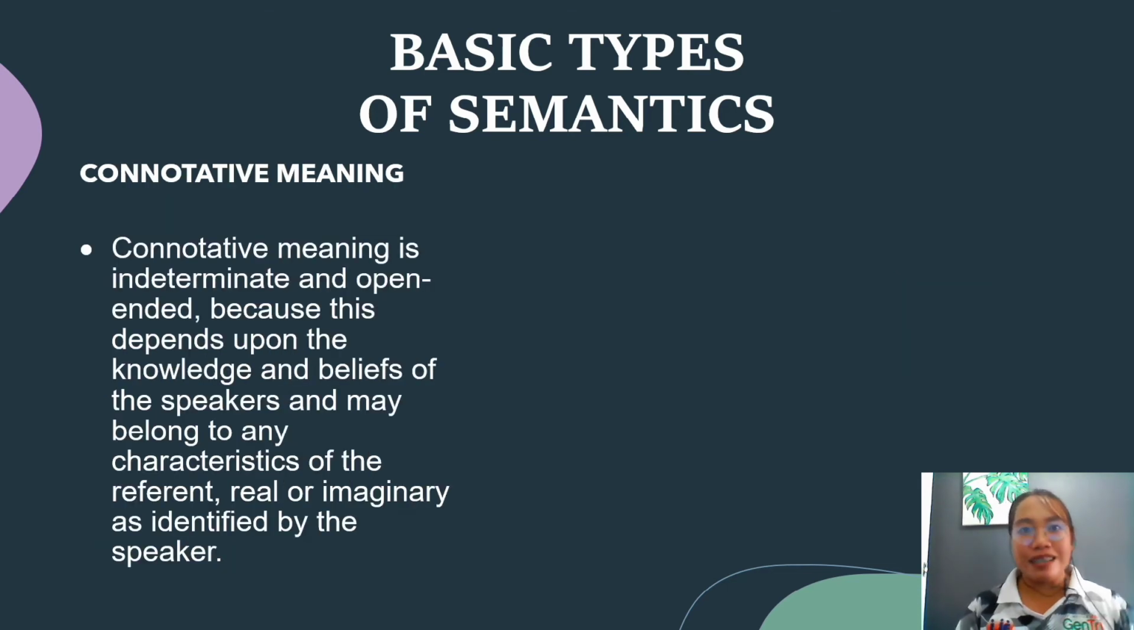Now let us discuss the second basic type of meaning, which is connotative meaning. Leech 1981 calls connotative meaning the communicative value an expression has by virtue of what it refers to, over and above its purely conceptual content. That means that connotative meaning is indeterminate and open-ended. This is because it depends upon the knowledge and beliefs of the speakers and may belong to any characteristics of the referent, real or imaginary, as identified by the speaker.